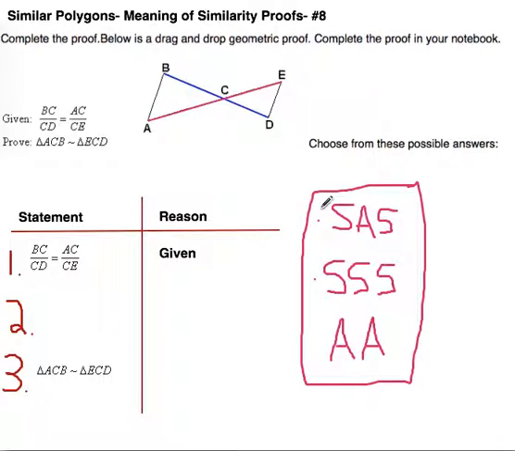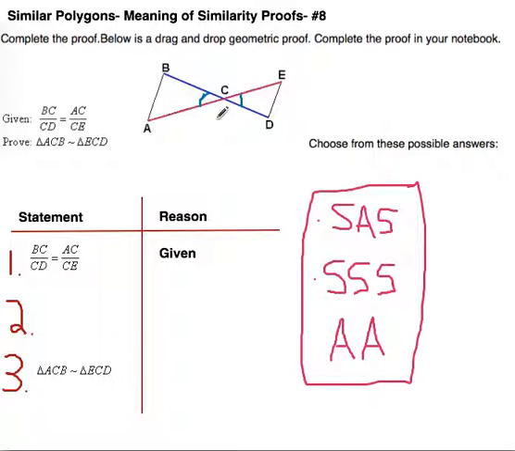So if we're thinking about how we can prove this, we either need an angle that is congruent or another side. Looking at our picture, we see that they share a set of vertical angles. And we know that vertical angles are always equal. So angle BCA is equal to angle ECD.